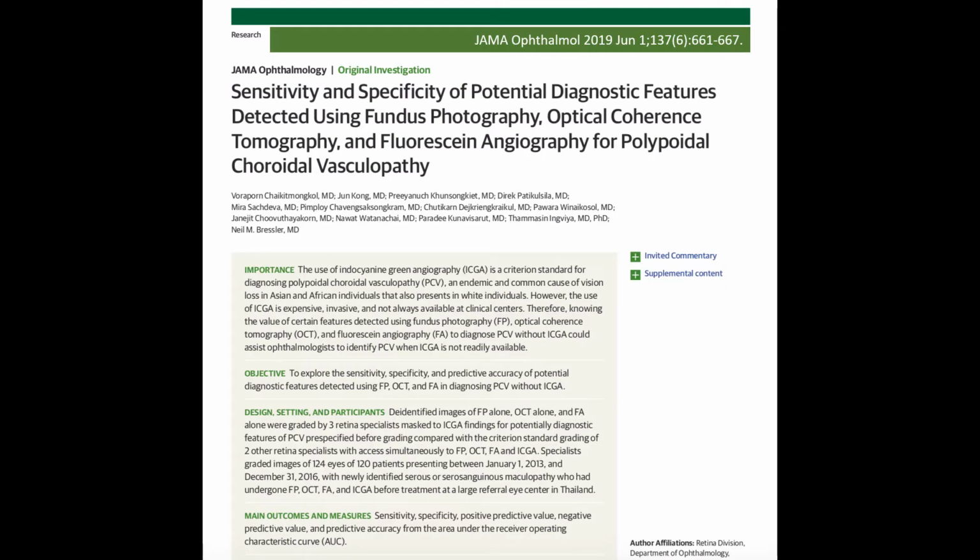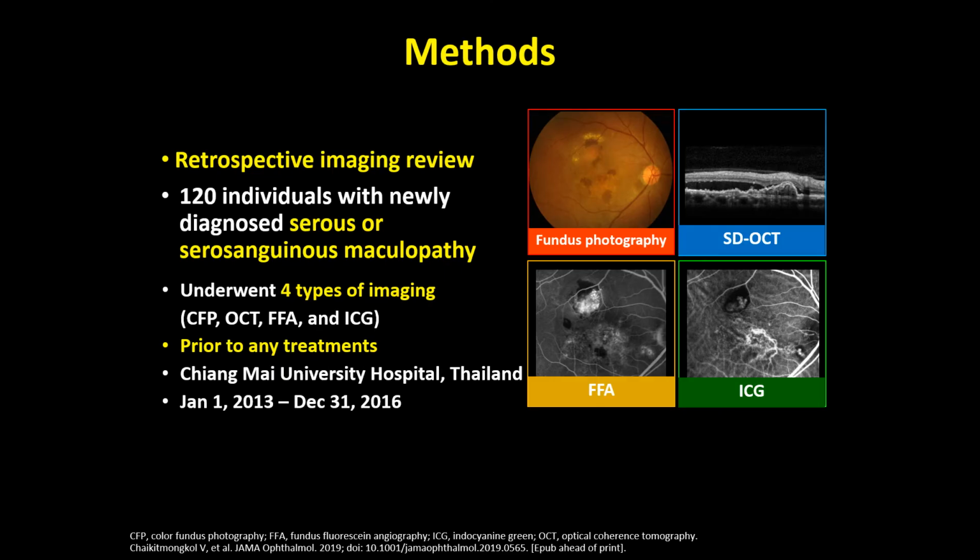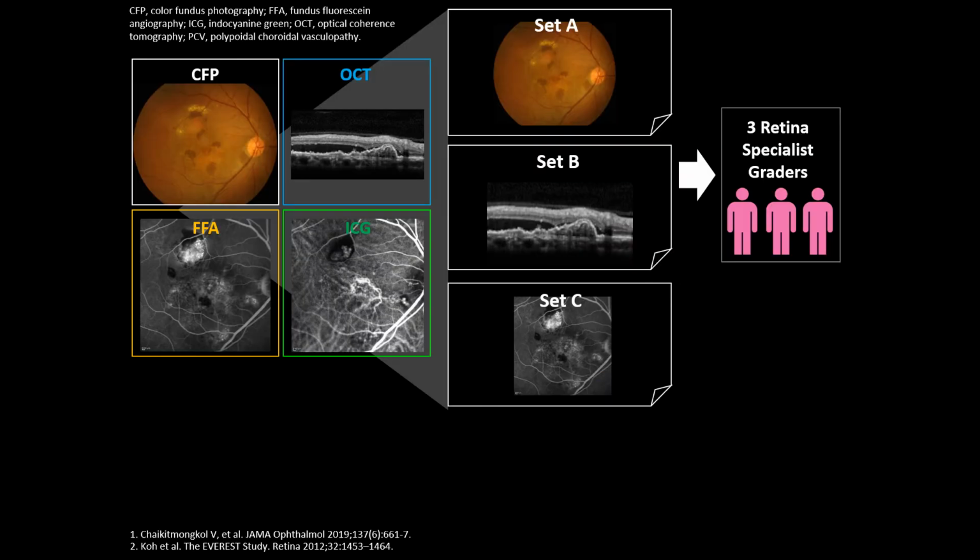This study was published in JAMA Ophthalmology in 2019. This was a retrospective imaging review including 120 people diagnosed with serous or serosanguinous maculopathy who underwent complete 4 types of images before they received any treatment at Chiang Mai University Hospital in Chiang Mai, Thailand. The 4 images included color fundus picture, OCT, simultaneous FFA, and ICGA.